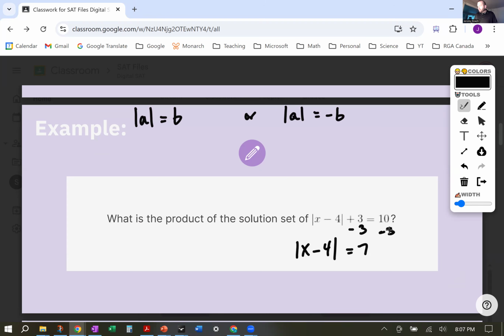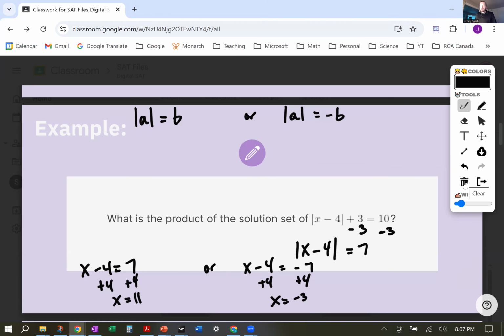So if we follow that rule for this one, we get x minus 4 equals 7, just like a normal problem, or x minus 4 equals -7. And now we just solve these algebraically. And we get x is 11. And for this one, we would get x is -3. So we have two answers for this absolute value. And that's always going to be the case when we have absolute value equals something.